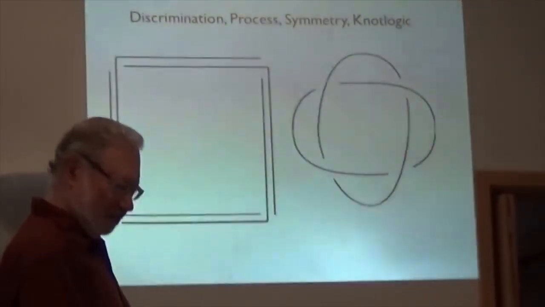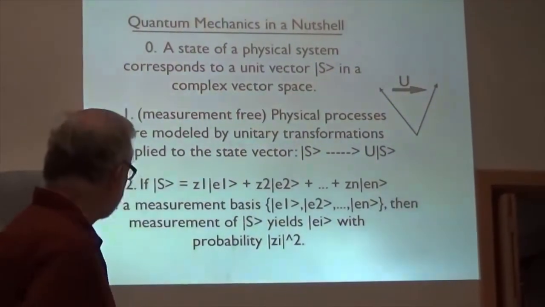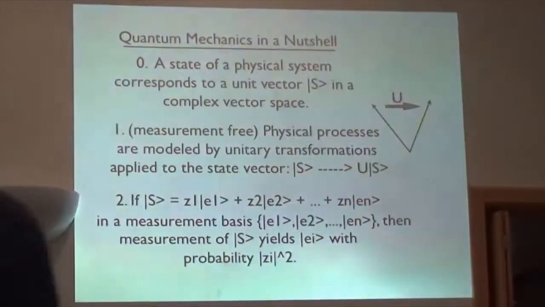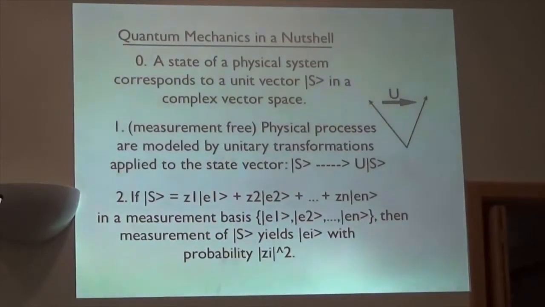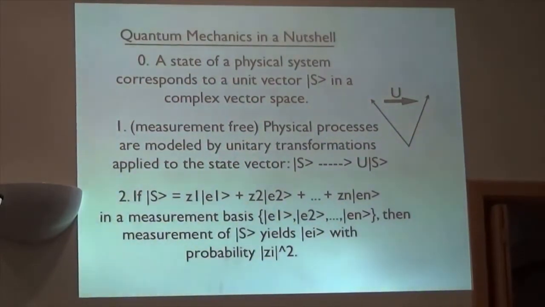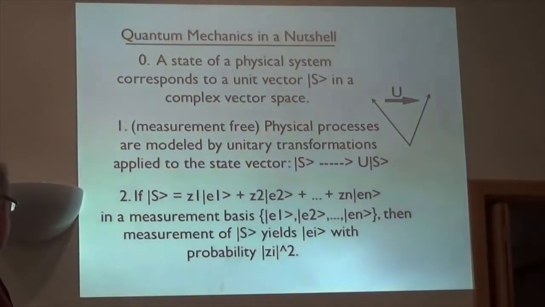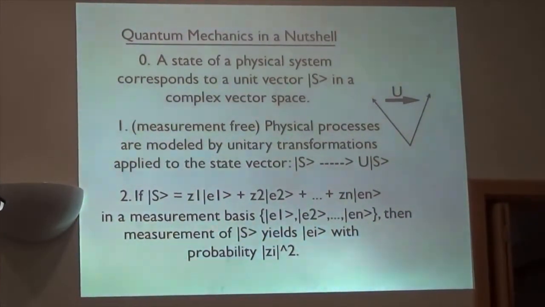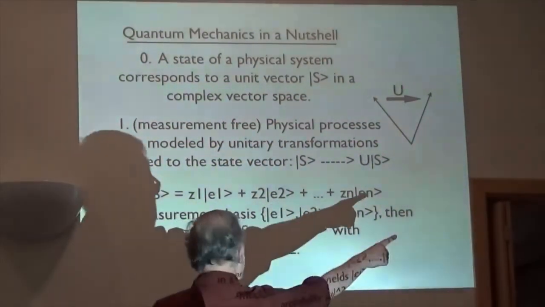This may or may not have anything to do with the talk. Now I do remind you that we can summarize quantum mechanics in the following way. This may be of some use during the talk. Physical processes are modeled by unitary transformations applied to a state vector, a vector in a complex Hilbert space. So if it were finite dimensional, then there would be some finite basis vectors.